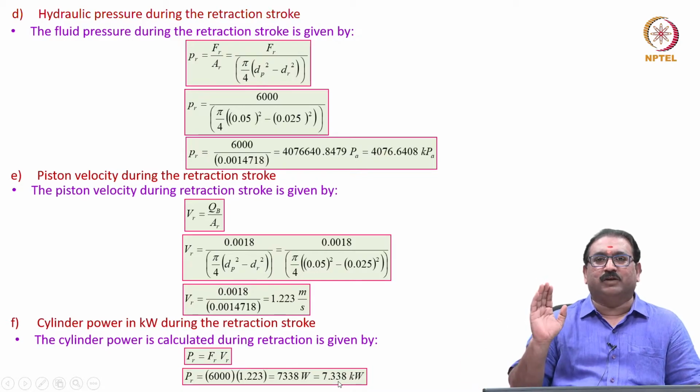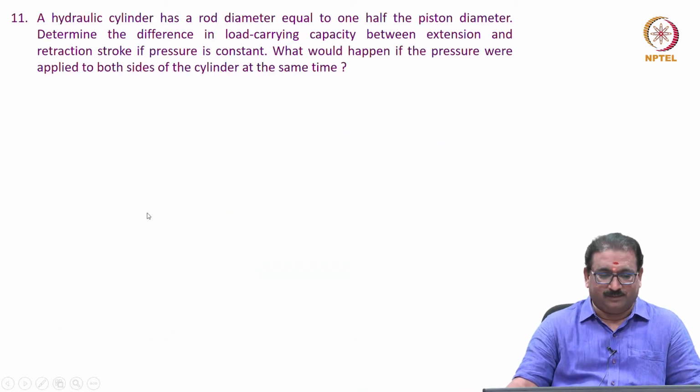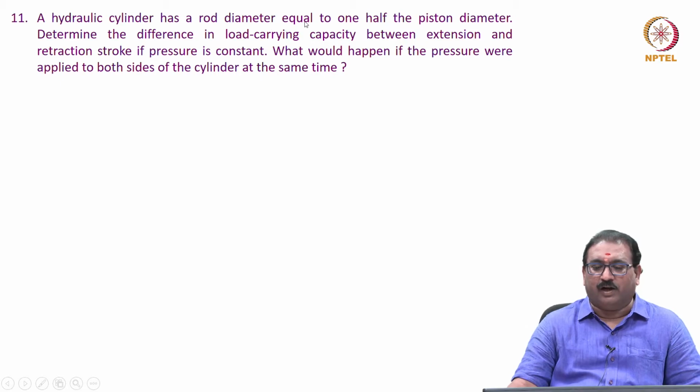Very simple, friends, you will understand the physics behind it. Remember the formula, substitute the values, but be careful with the units, that is a very important thing. One more problem we will see. A hydraulic cylinder has a rod diameter equal to 1/2 the piston diameter. Determine the difference in load carrying capacity between the extension and retraction stroke.